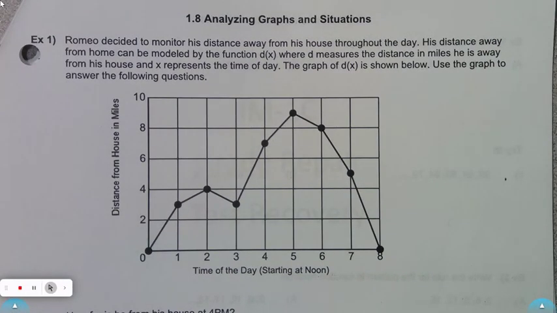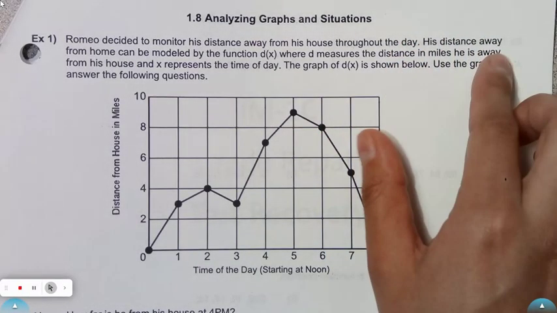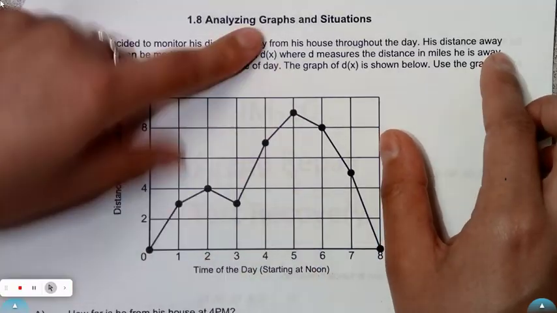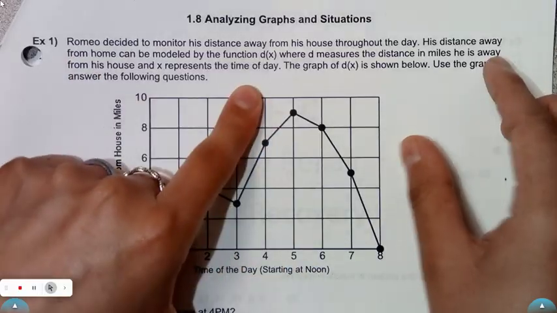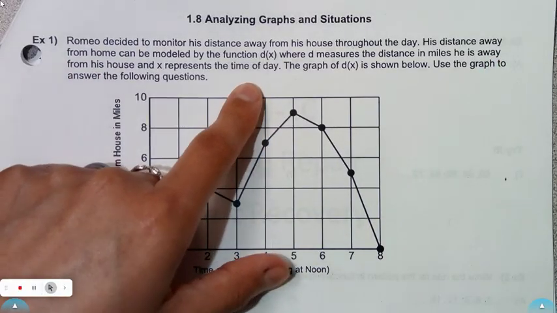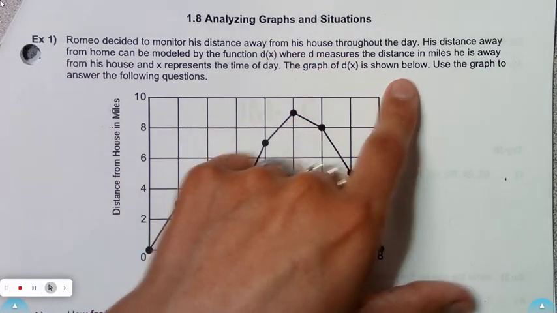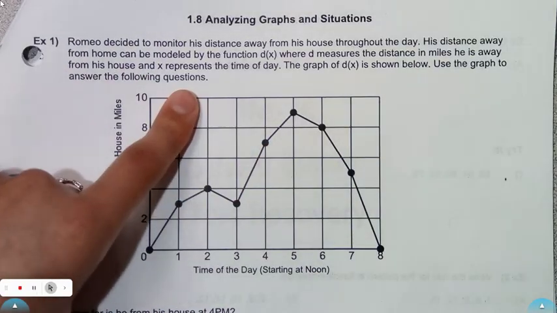All right, for this one, we're going to be analyzing graphs and situations. So we have Romeo, who decided to monitor his distance away from his house throughout the day. His distance away from home can be modeled by the function d of x, where d measures the distance in miles he is away from his house, and x represents the time of day. The graph of d of x is shown below. Use the graph to answer the following questions.